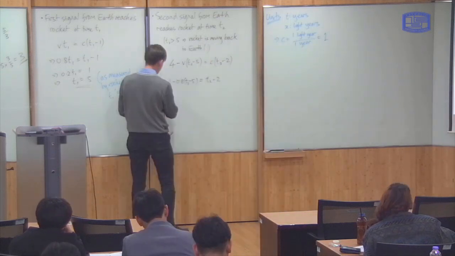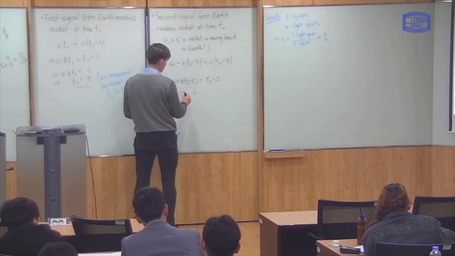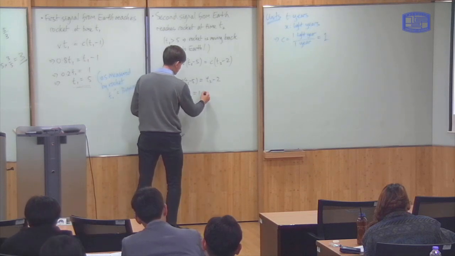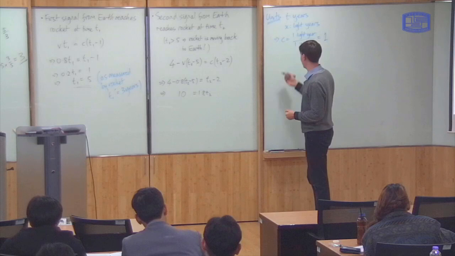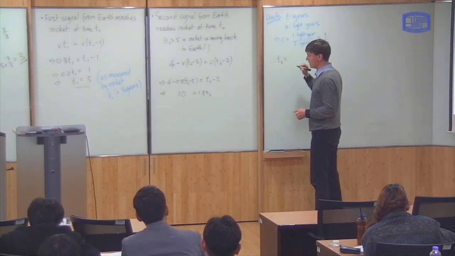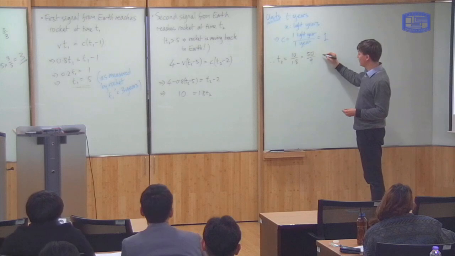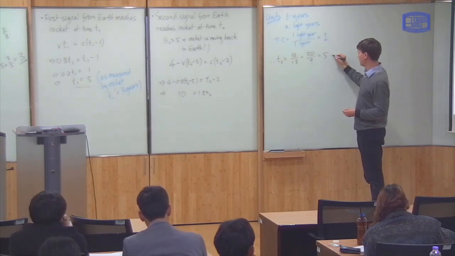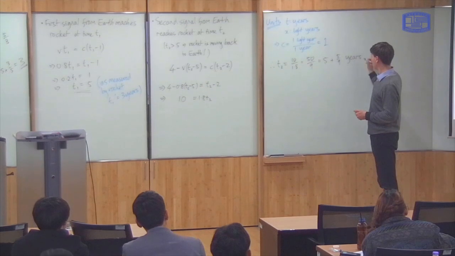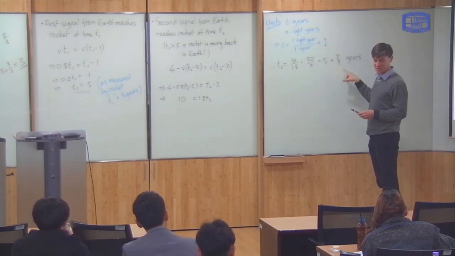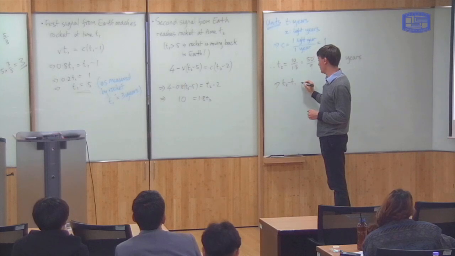So let's put everything together. On this side, I've got 4, and that's another 4, plus 2 is 10. So I get 10 is equal to t2 plus 0.8 t2, so 1.8 t2. Therefore, t2 is 10 divided by 1.8. That's 50 divided by 9, so that's 5 plus 5 ninths of a year. So it takes 5 ninths of a year for the signal to reach him. So t2 minus t1 is 5 ninths.